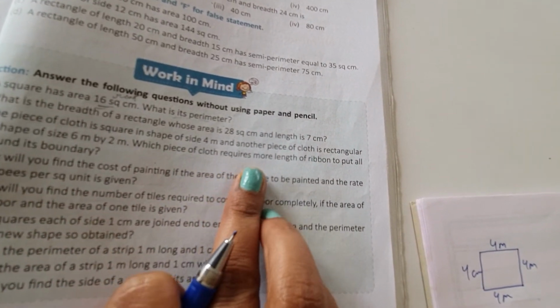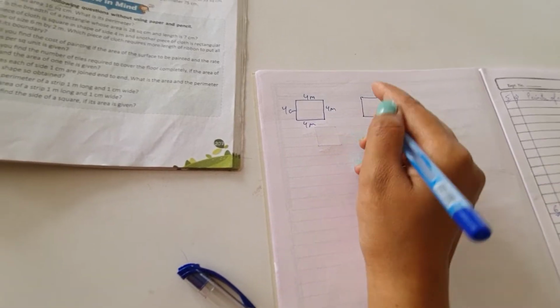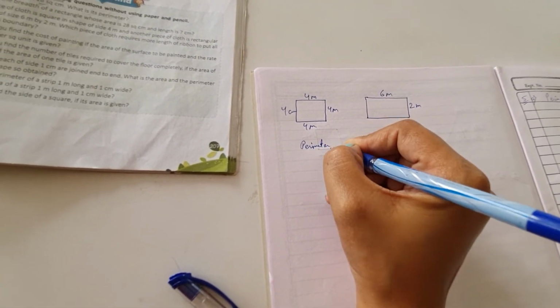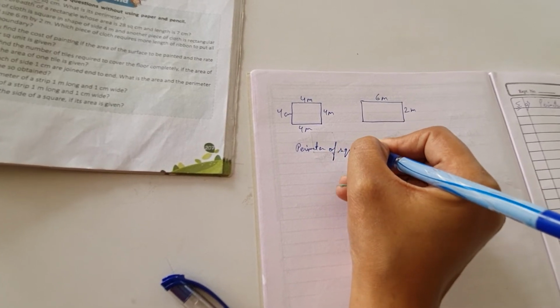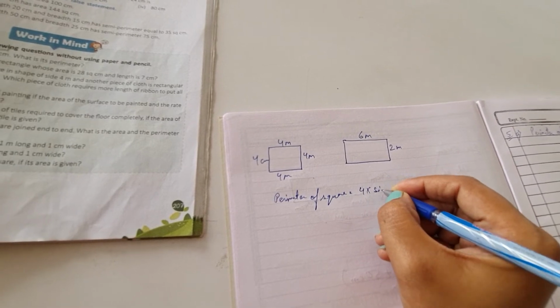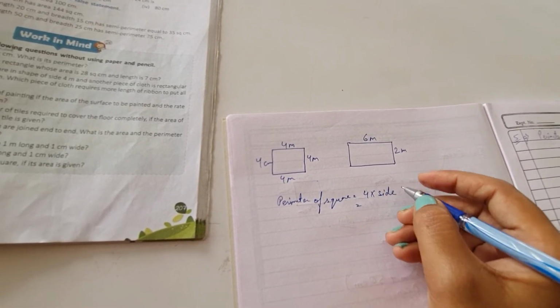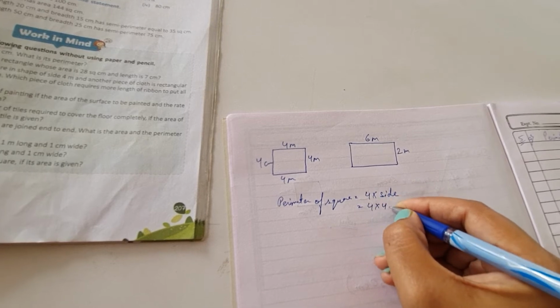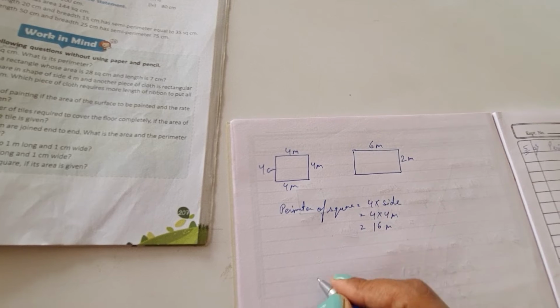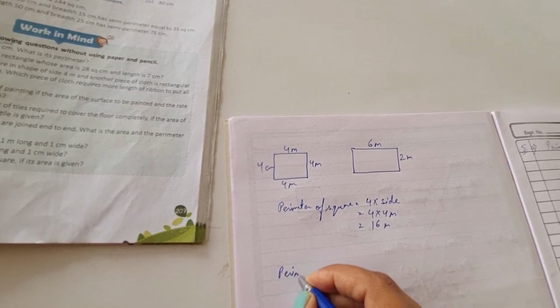Here it is written, which piece of cloth requires more length of ribbon to put all around its boundary? So what do you have to do here? You have to find the perimeter. Okay, so first of all you will take out the perimeter of the square. That will be equal to 4 into side, that is 4 into 4 meter, 16 meter. Then you have to take out the perimeter of the rectangle.